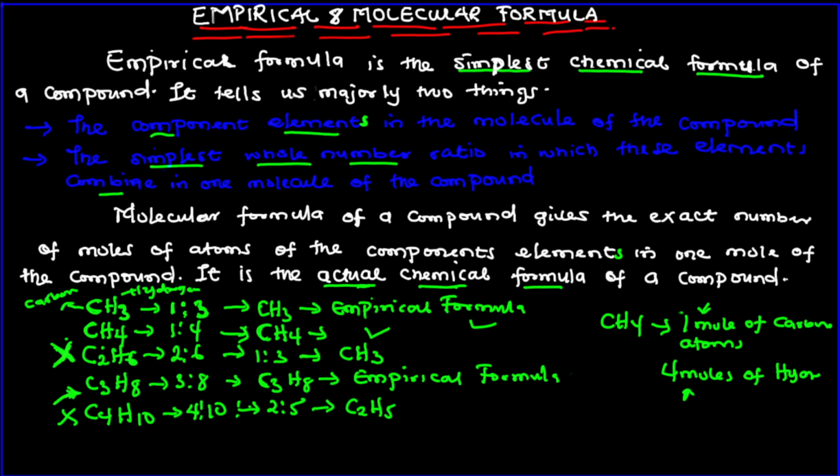Even if you can call this an empirical formula, it is also the actual formula or the molecular formula of propane, because anywhere in the world, 1 mole of propane contains 3 moles of carbon atoms, or 3 carbon atoms, and then 8 moles of hydrogen atoms, or 8 hydrogen atoms. So a compound's empirical formula can also be its molecular formula. So let's move to the next slide.